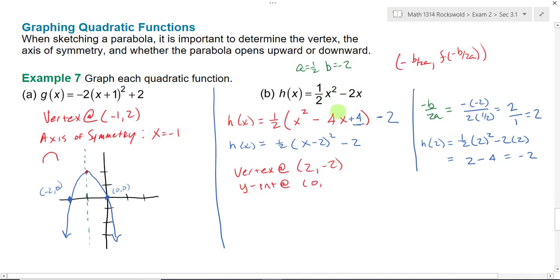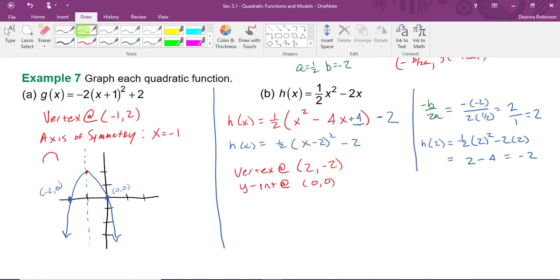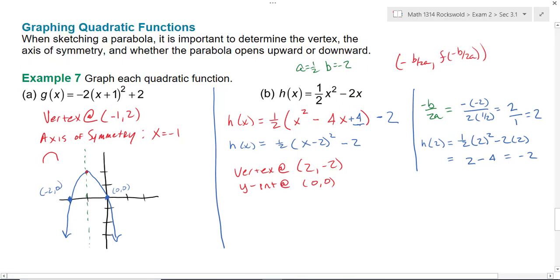We plug in a 0 for x, I get 0 for y. That should be enough. Will my parabola open up or down? Opens up because the leading coefficient is positive. So I'm going to start this graph by plotting the vertex. I have a vertex at 2, -2.